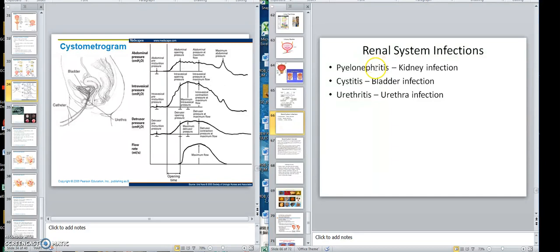If someone says they have a pyelonephritis, that's a kidney infection. If someone says they have a cystitis, that's a bladder infection. A urethritis is a urethral infection.